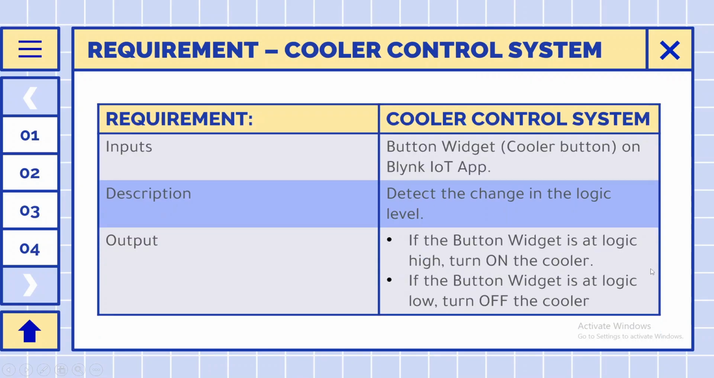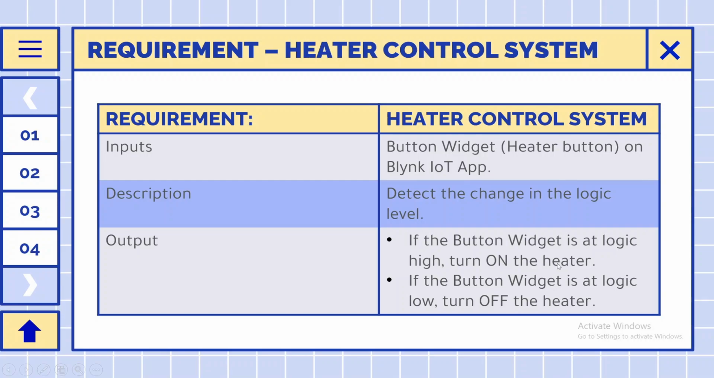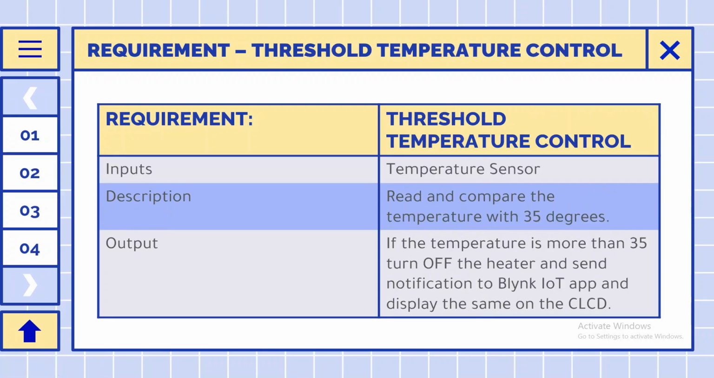The cooler system is basically if the button widget is on, the cooler system will turn on, and if it is off, the cooler system will turn off, and the same thing with the heater. The threshold temperature control is where we compare the current temperature with 35 degrees Celsius. If the temperature is more than 35 degrees, the heater button is turned off and a notification is sent to the Blink IoT app, and the same is reflected on the CLCD.